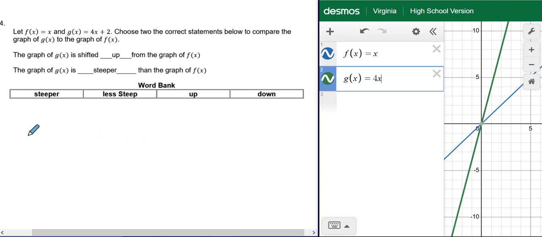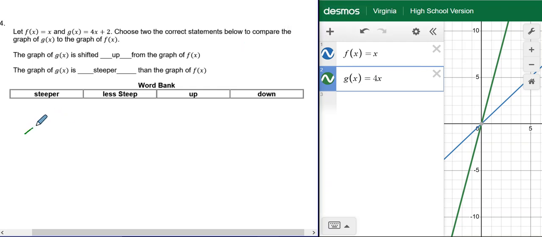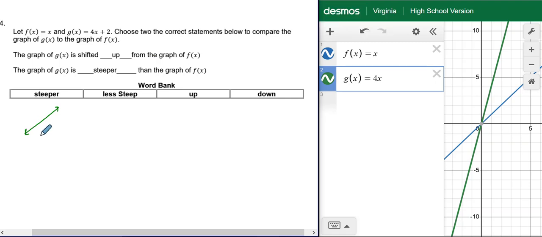A function is steeper when, compared to your parent function f of x equals x, it goes closer to the y-axis. So if I had the y-axis right here, a steeper function would go closer to the y-axis. Let me just draw it. Okay, so here's f of x. A steeper function would move closer to the y-axis like that. Okay, that would be steeper.